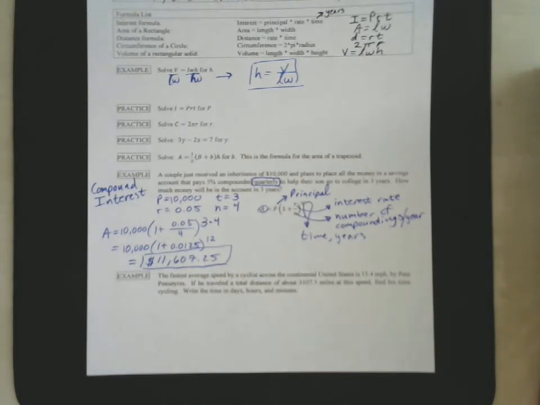Now the next problem uses a different one of our formulas. It says the average speed by a cyclist across the continental United States is 15.4 miles per hour, and this is by a guy named Pete Penseers. I don't know how to pronounce that properly. If he traveled a total distance of about 3,107.5 miles, that's roughly what it is from coast to coast, give or take a couple quarter miles or so. At that speed, 15.4 miles per hour, we want to find how long it took him, and we want to write our time in days, hours, and minutes.